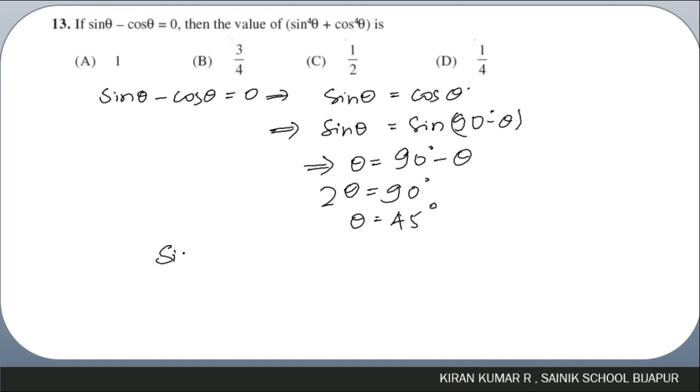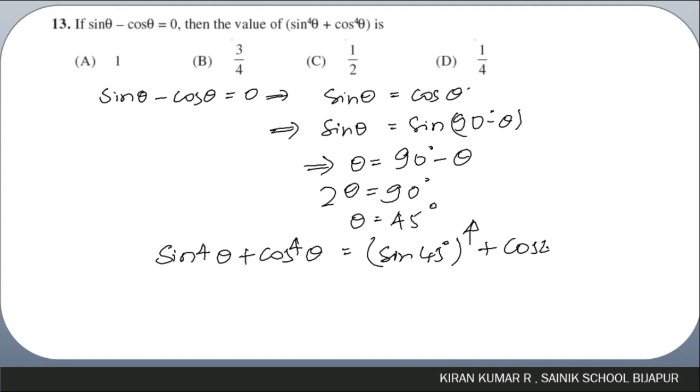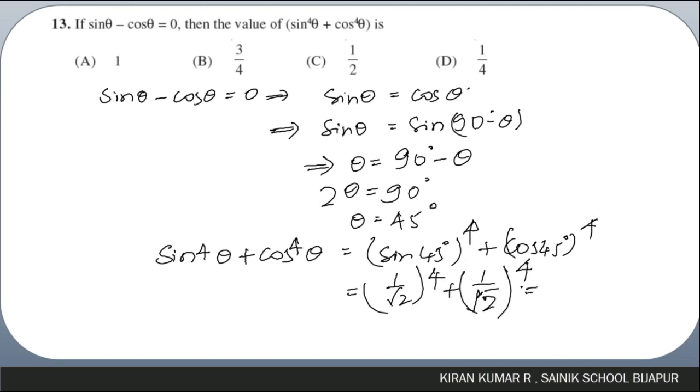Therefore, sin to the power 4 theta plus cos to the power 4 theta will be same as sin 45 degree raised to the power 4 plus cos 45 degree raised to the power 4. Sin 45 is 1 by root 2 raised to the power 4 plus 1 by root 2 raised to the power 4. Raised to the power 4 means 4 times we need to multiply. We get 1 by 4 added to 1 by 4, nothing but 2 by 4, which is 1 by 2. So the right answer is option C.